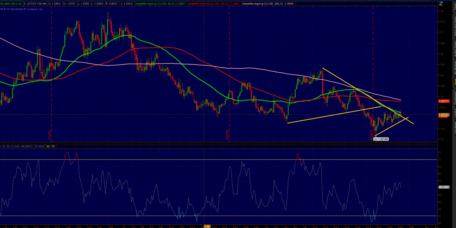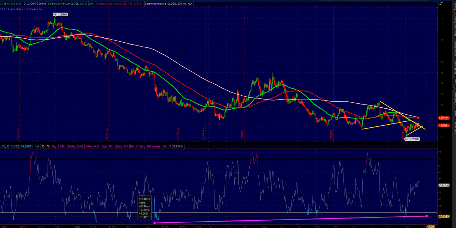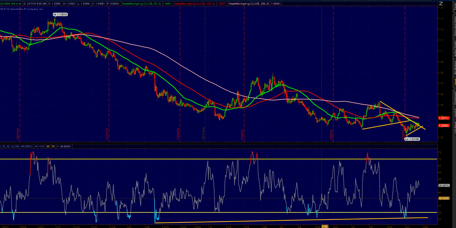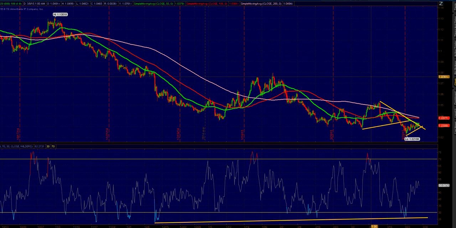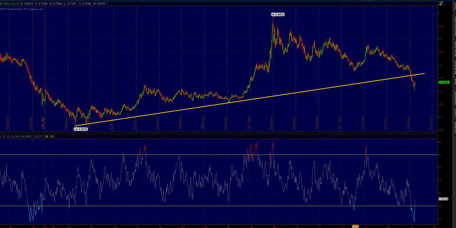on this pair. We also have some deeper divergence than we saw on the Euro Dollar and on the Euro Aussie. This one dating back to December. Again here. All right, so dating back to December, bullish momentum divergence again. This pair has been beaten down for a long period of time.